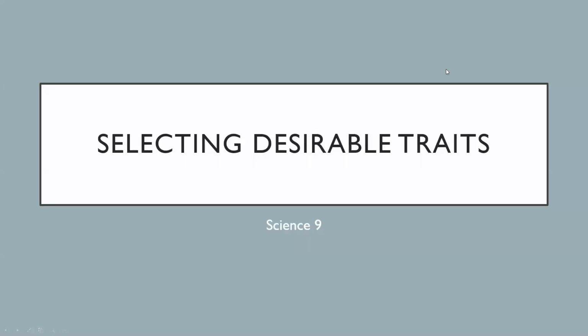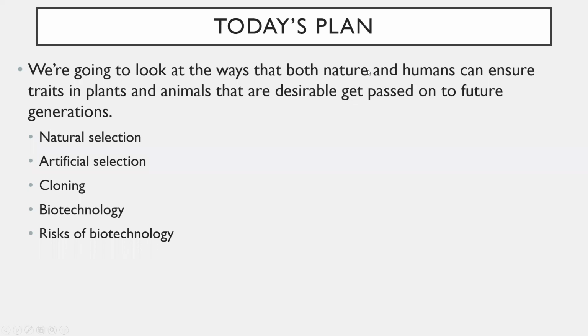Okay, so today's topic is on selecting desirable traits. We're going to look at the ways, rather, that both nature and humans can ensure traits in plants and animals that are desirable get passed on to future generations. So in other words, the things that we want to see from certain plants or from certain animals, we want to make sure those traits get passed on to future generations.